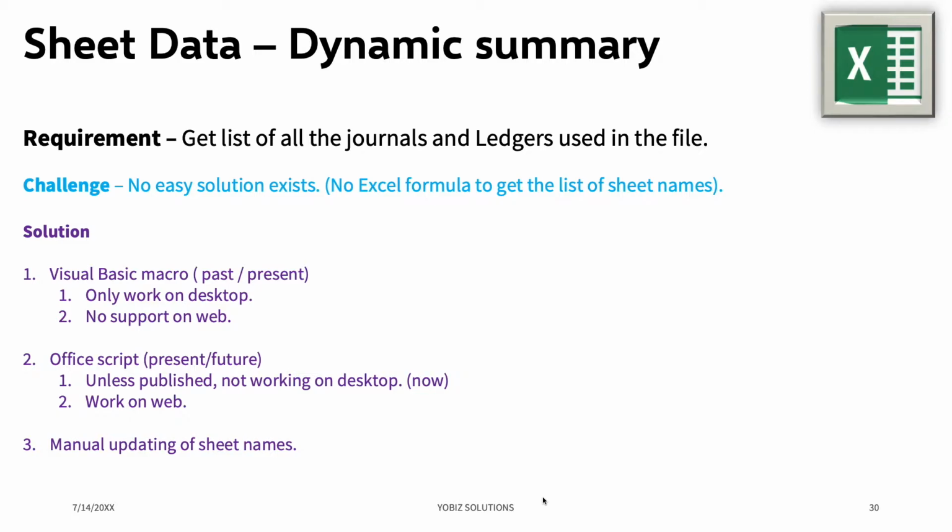The third choice here is to go manual, which means that you just ignore the Visual Basic if you're using Excel 360. Just update the Excel sheet whenever you change, rename, remove, or add a ledger or a journal account.